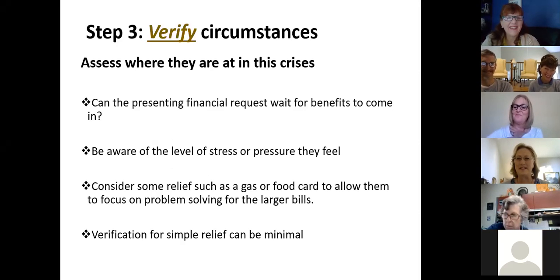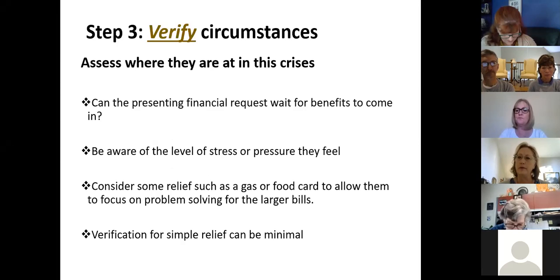Hello, everybody. Thanks for coming to training this morning. I think we've got really important things to talk about. So we're now on the third step of the process, which is to verify their circumstances. As we're teaching this in a normal setting, we always want to verify what the need is and the level of crisis is to determine whether church help is needed. During these circumstances, I just want to go over some things before we talk about specific verifications.